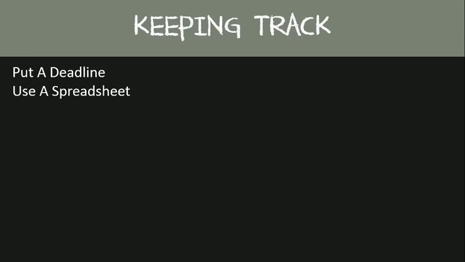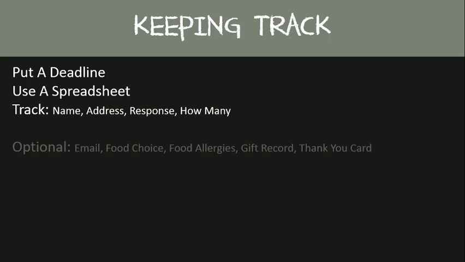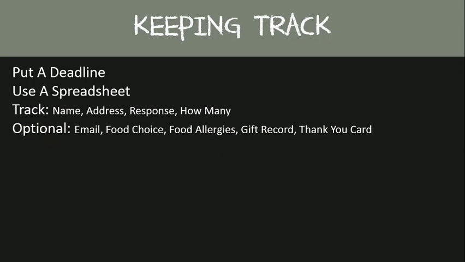If you choose to use an Excel spreadsheet, you'll want to keep track of the following information: your guest's name, their address, their response, and how many people will be joining you. Optionally, you can also choose to track some additional information like their email, their food choice, any food allergies, recording their gifts, and thank you cards.